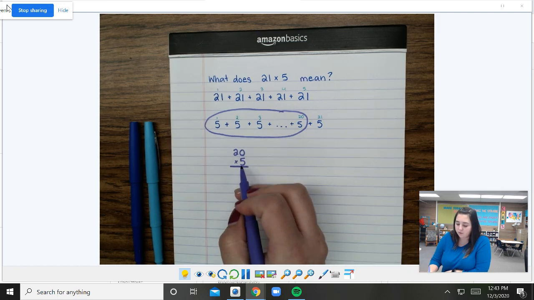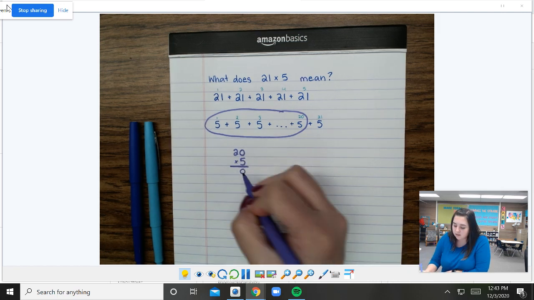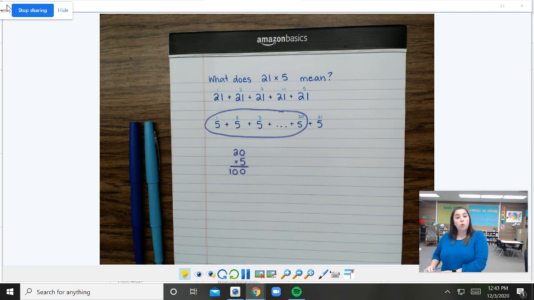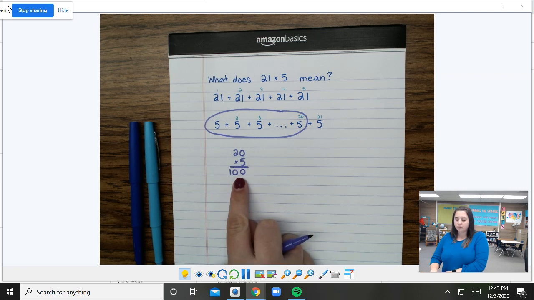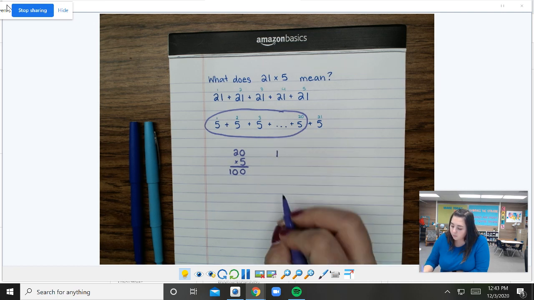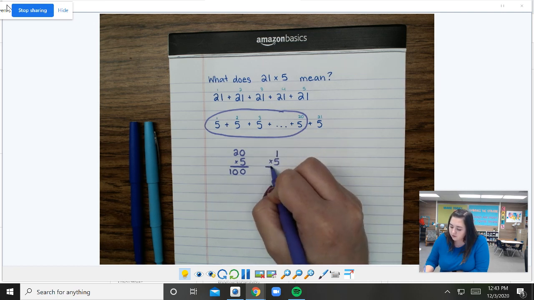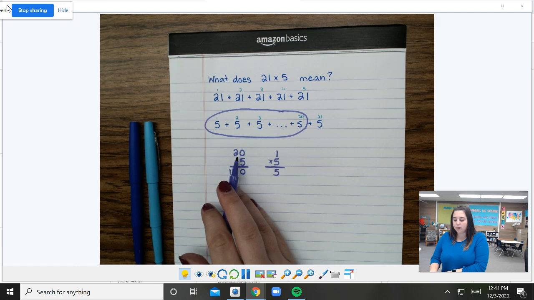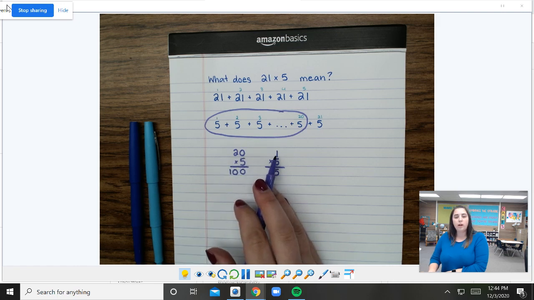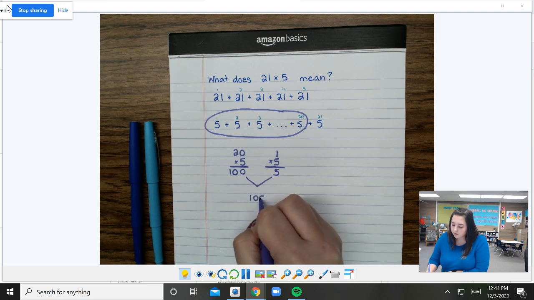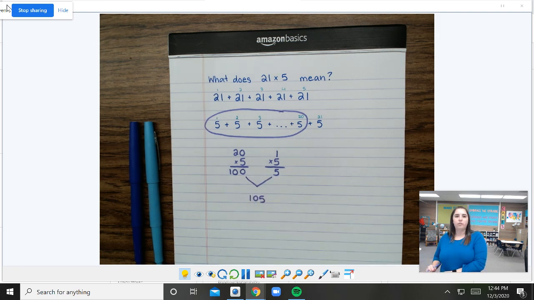20 copies of 5. 5 times 0 is 0. 5 times 2 is 10. So 20 copies of 5 would be 100. But I have this one last copy. 1 copy of 5. 1 times 5 is 5. So total, 20 copies plus 1 more. I have 21 copies. Total, that would be 105.